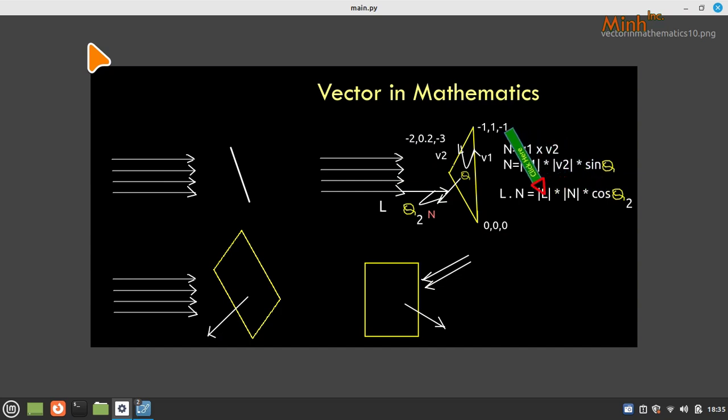So the power of light, the power of N, and then the cos of their angle. So there it is kind of dependent. Theta gives the strength of the normal, and theta 2 gives the strength of L dot N. So that much it is dependent.